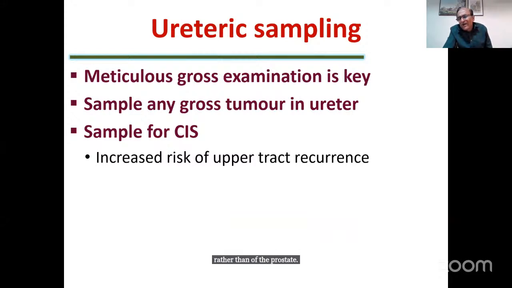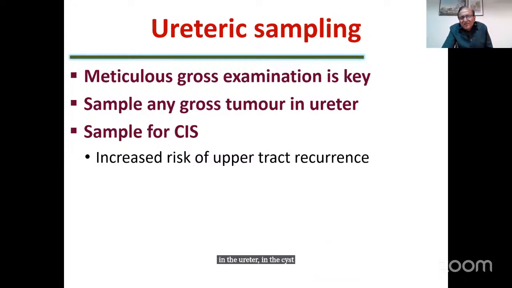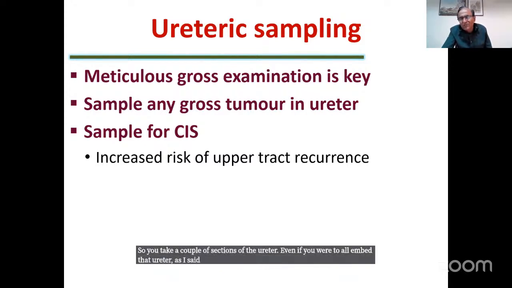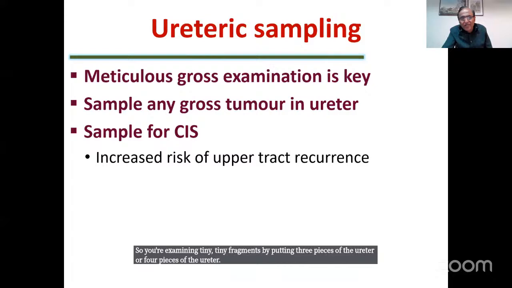When it comes finally to the ureteric sample, again, meticulous gross examination is the key. Sample any gross tumor in the ureter of the cystectomy specimen. Sample for CIS, but again, this is entirely sampling error. You take a couple of sections of the ureter. Even if you were to embed all of that ureter, as I said, you've only examined 0.13% of the ureter. You're examining tiny, tiny fragments. By putting in 3 or 4 pieces of the ureter, you've actually examined very little.